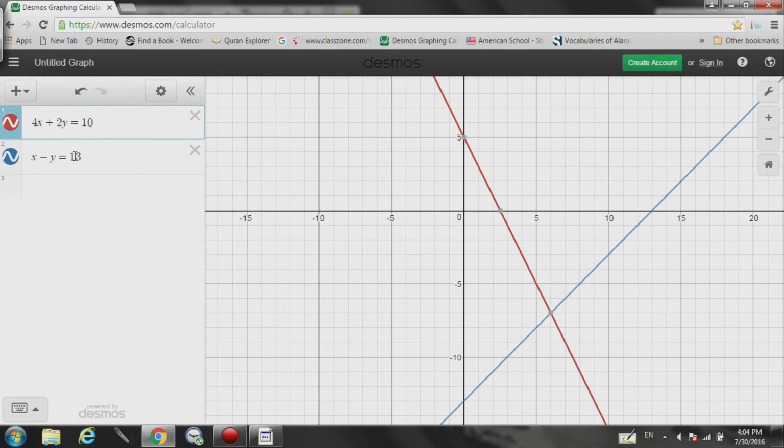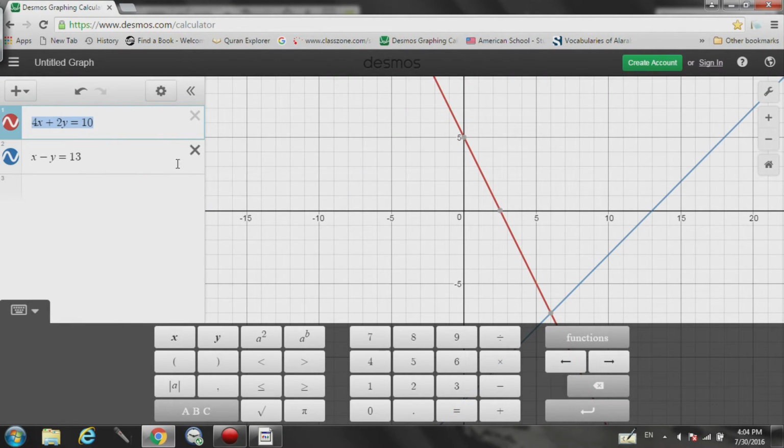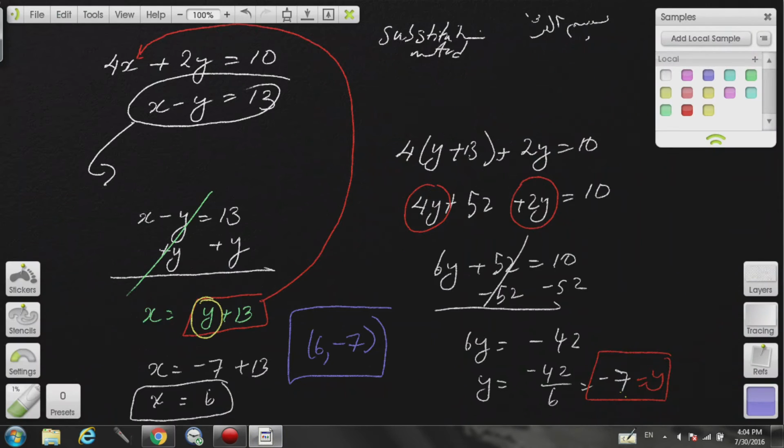Now, if you look at this equation over here, before I go on, 4x plus 2y equals 10, you could have divided the whole equation by 2 to simplify it before you solved it, but I didn't want to confuse anyone, so I didn't do that. But for those who appreciate it, you can just do that and make it a little easier to solve.